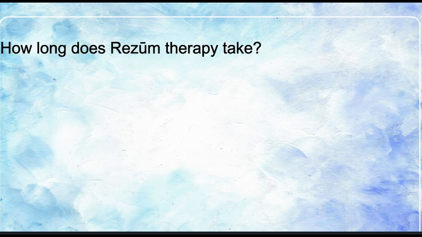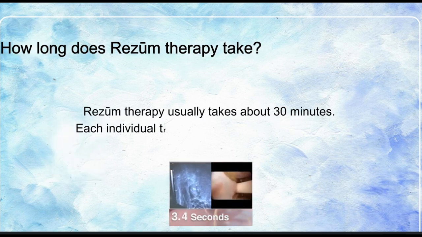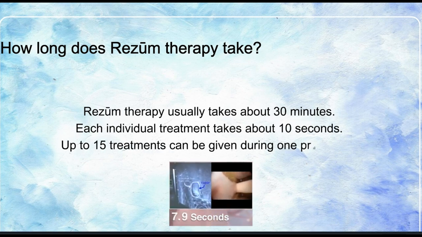How long does Rezūm Therapy take? Rezūm Therapy usually takes about 30 minutes. Each individual treatment takes about 10 seconds. Up to 15 treatments can be given during one procedure.